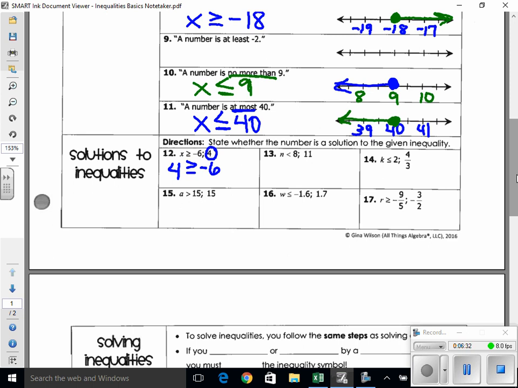Okay, so is 4 bigger or equal to negative 6? That is a true statement. Right? So you can either write the word true or you can say yes or no. So true and false or yes or no, as long as you understand what you're doing with them.